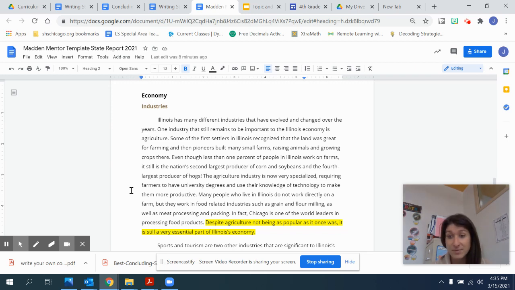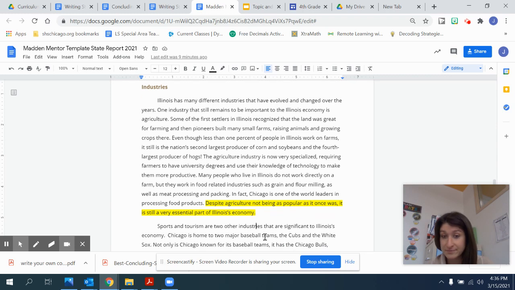Now, if you notice, maybe take a look at the sentence you might have come up with. I've highlighted in yellow my concluding sentence. Despite agriculture not being as popular as it once was, it is still a very essential part of Illinois' economy. So notice how I summarized some of my big ideas, but in a different way. I didn't get too detailed. I just wrapped up the major pieces of the information in that one sentence. How does this compare to what you tried?